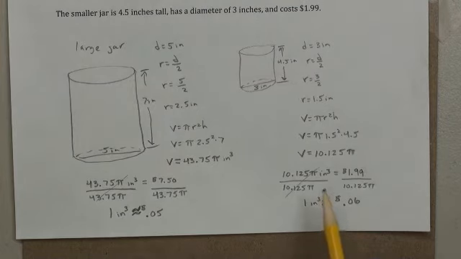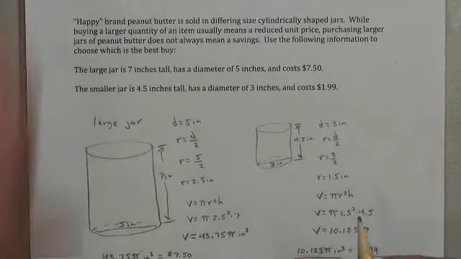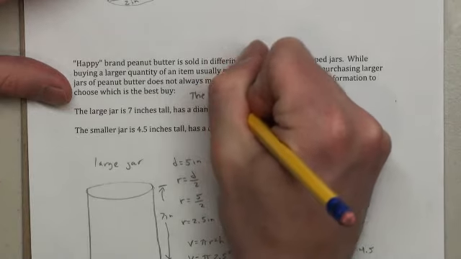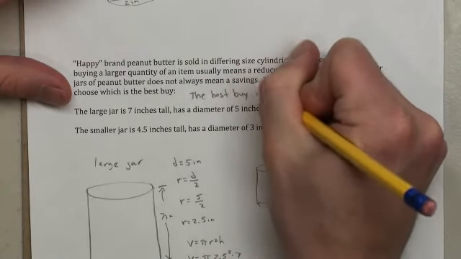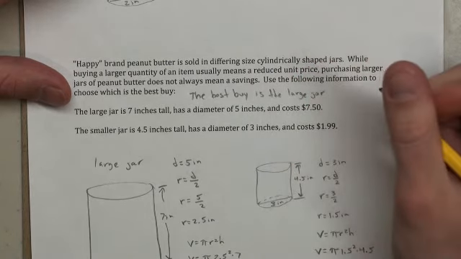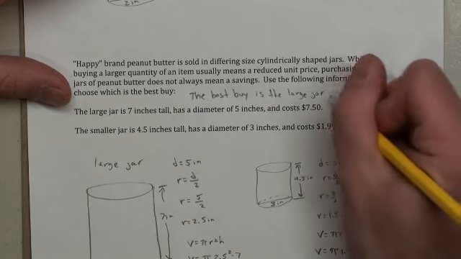So, if I buy the large jar, it's only going to cost me about 5 cents for a cubic inch. If I buy the smaller jar, it's going to cost me about 6 cents for a cubic inch. So my better deal is to get the same amount for the lower price. For every 1 inch cubed, I get it for 5 cents rather than 6 cents. So the best buy is the large jar. That's it.